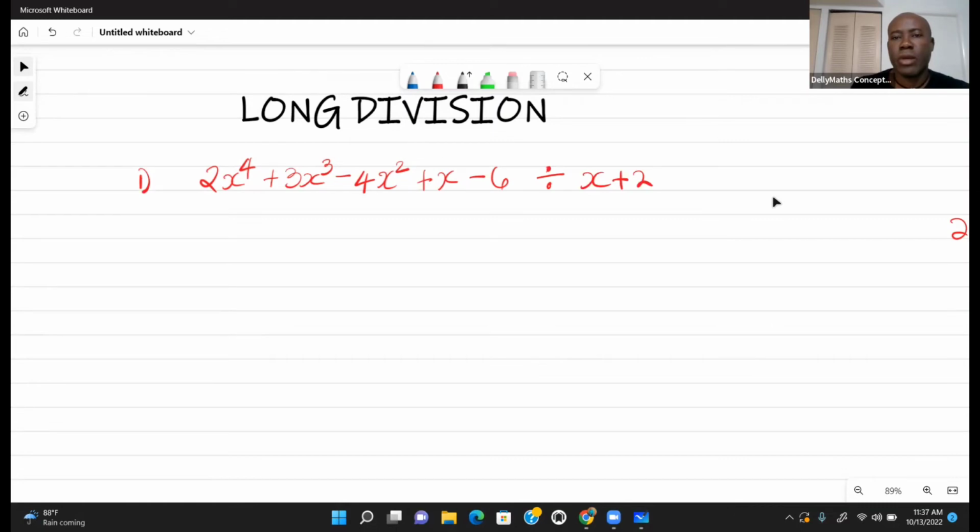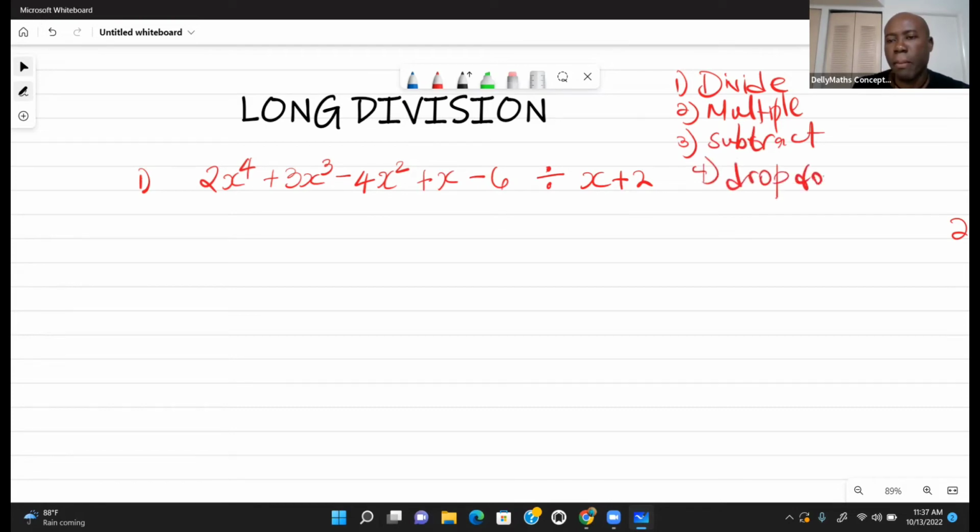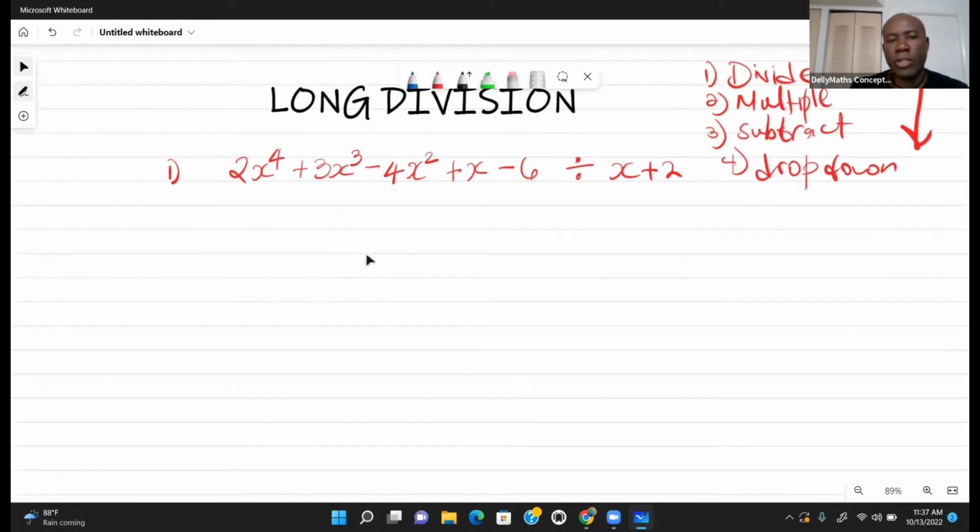Today what we're looking at is how to do long division with polynomials. The principle behind long division remains the same. There's a four-step process. One, we will divide. Number two, we will multiply. Number three, we will subtract. And number four, we will drop down or bring down. These are the same processes that we do when we're dealing with numbers, and we will approach polynomial division the same way.